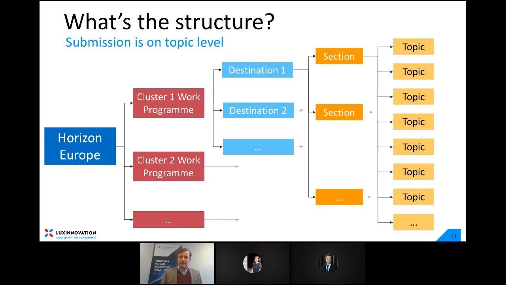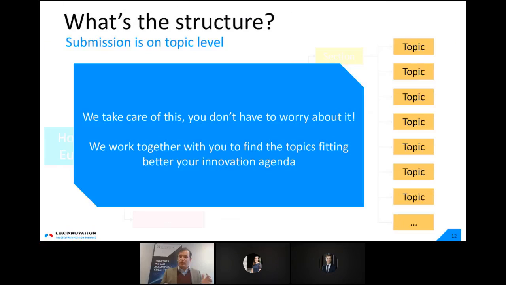You will submit at topic level, and what's important is that if you are pretty new to these programs, you don't have to really care about the part on the left. You just focus on your topic, and we will help you in focusing on your topic of interest.